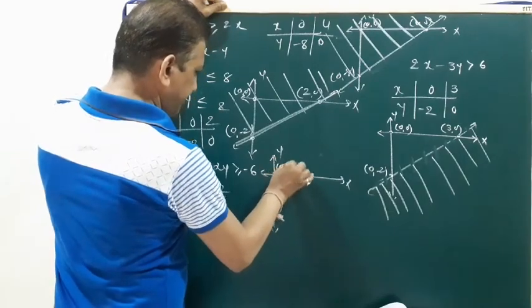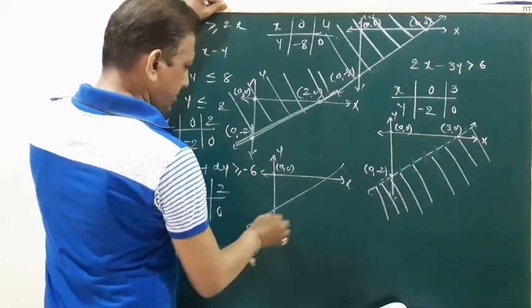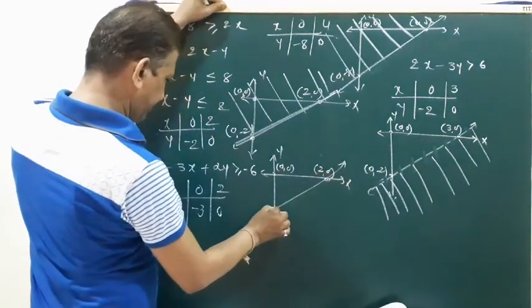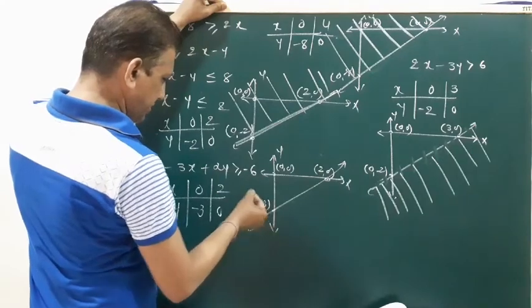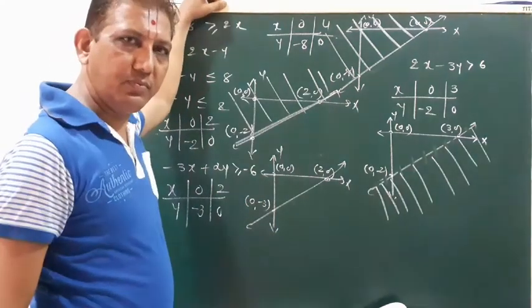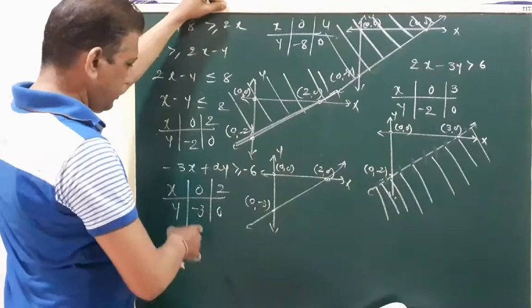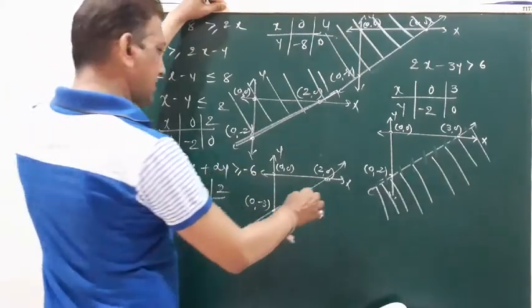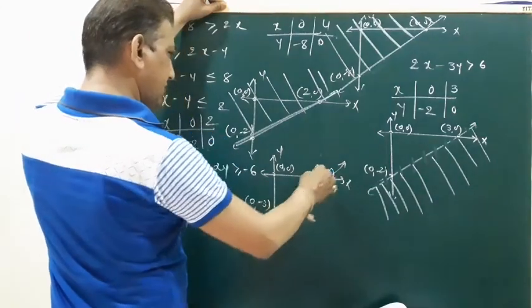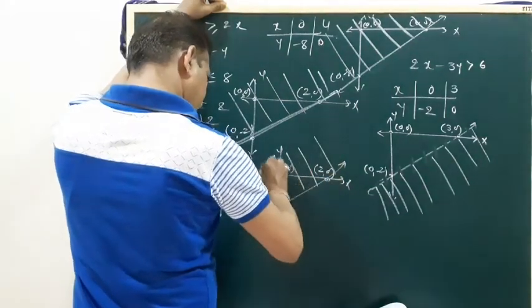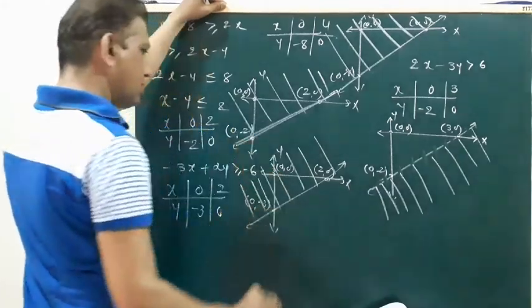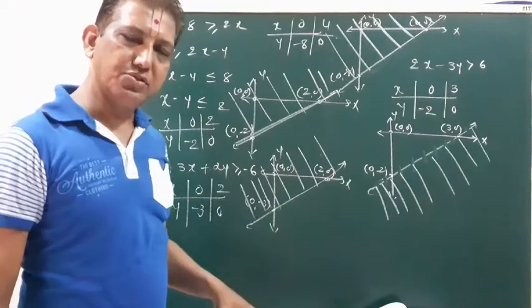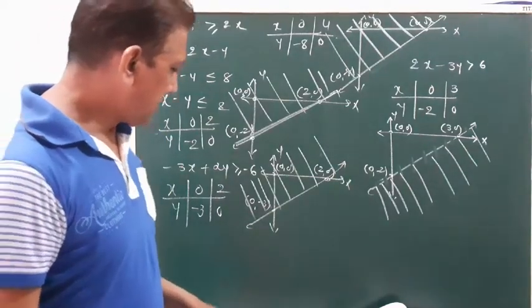The origin first, then 2, 0 and 0, minus 3. Now check your point: put 0, 0. 0 is greater than minus 6. And the equal to sign is given, so dark line. Clear? This is your answer.